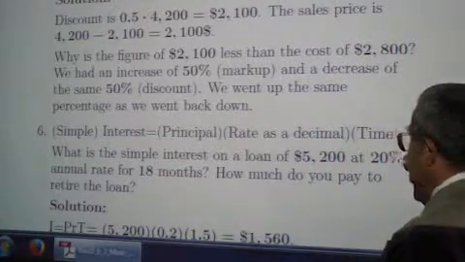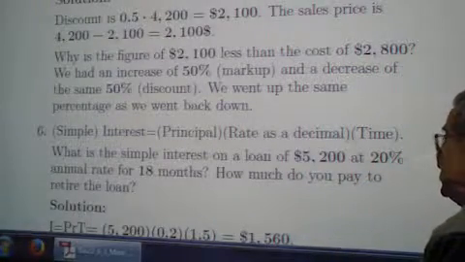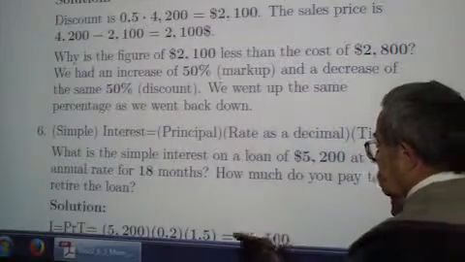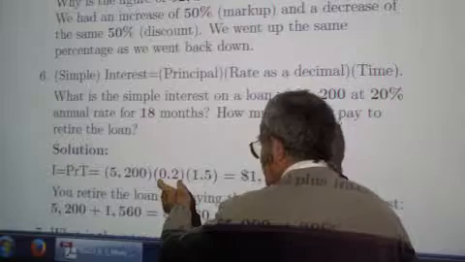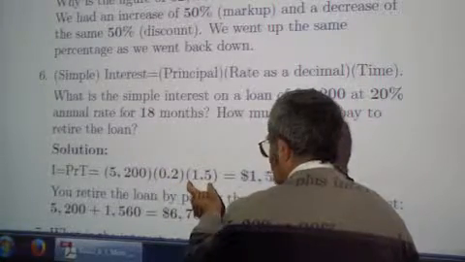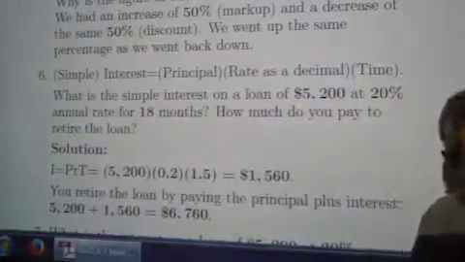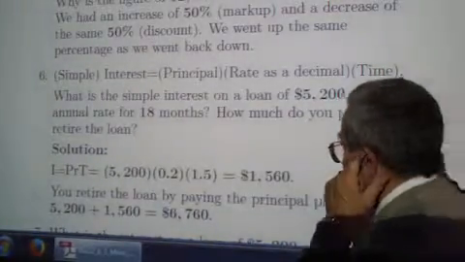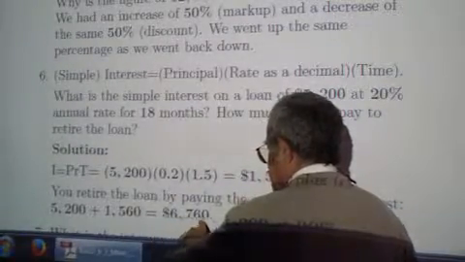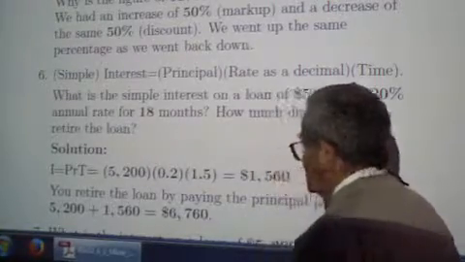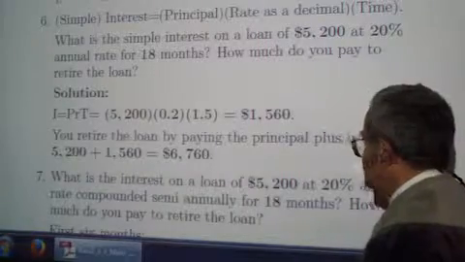Simple interest. Principal 5,200, interest rate 20%, so 0.2, 18 months, 1.5 year. Principal times rate as a decimal times 1.5 years, $1,560. Add this interest to the original principal. You need to pay $6,760 in order to retire this loan. What is the interest on the loan?